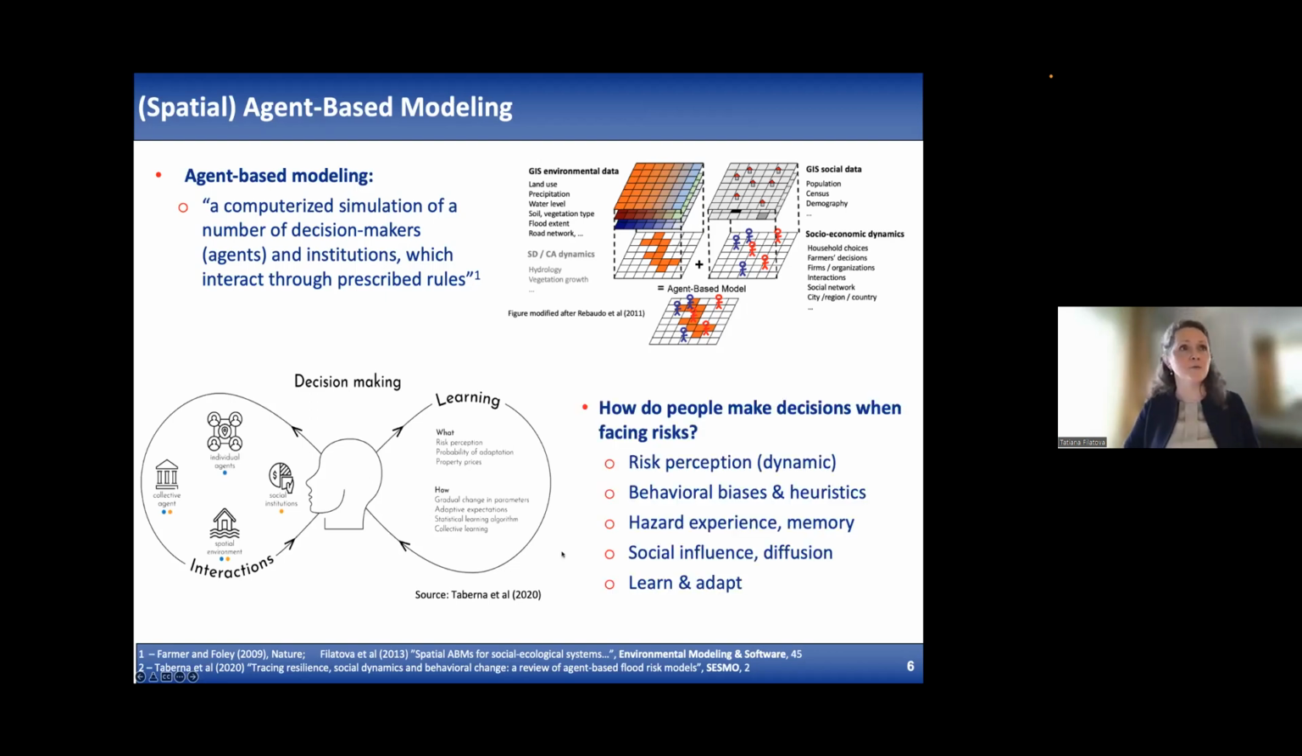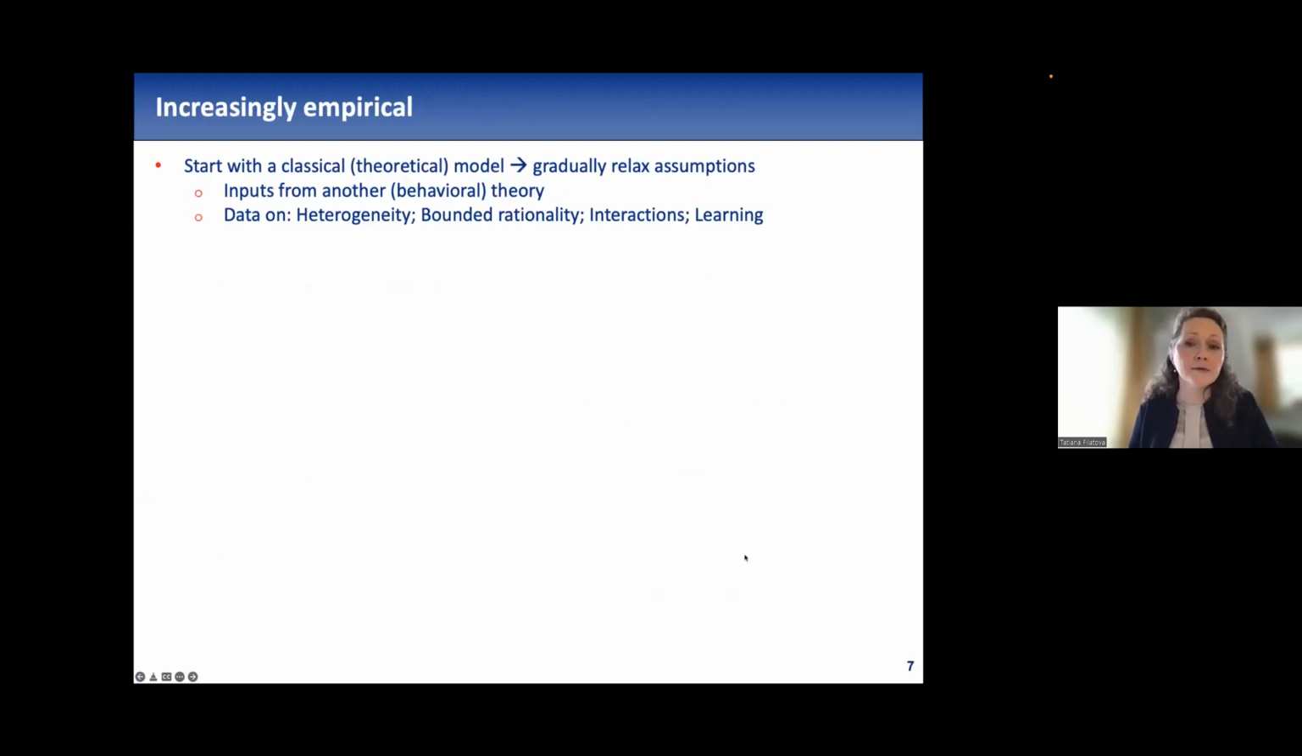And especially when we have to deal with these climate-induced risks, it's of course very important to understand how people make decisions. And Pia yesterday also led us into the detailed story and what social sciences have to say about this. But in brief, yes, changing risk perceptions are very important. There are different behavioral biases. Memory of the hazard events could be fading, but could be updated as well. Social influence plays a role, and we learn and we adapt. And increasingly, there are more and more agent-based models that simulate this type of processes.